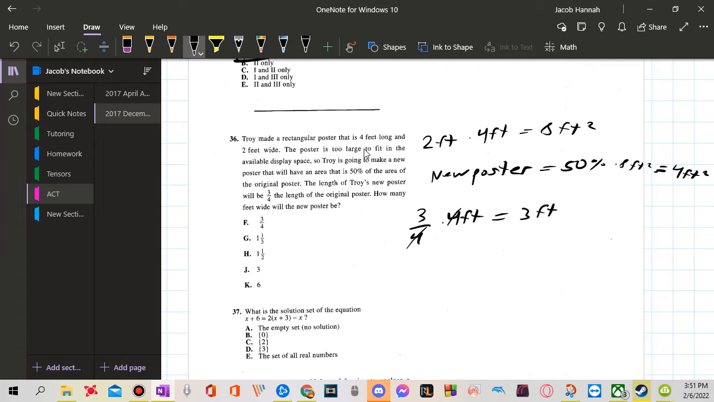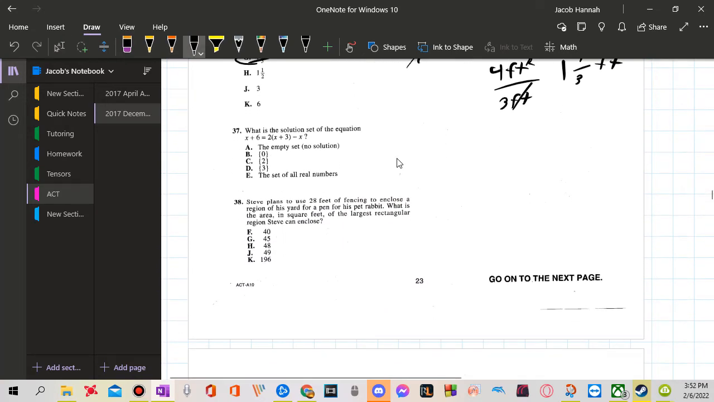How many feet wide will the new poster be? Well, let's do some math. So this is the area of the new poster. We have a length, so let's do 4 feet squared divided by 3 feet. Oh, no, that's not squared. So this is 4 feet squared divided by 3 feet. So this feet cancels out with the one on the top, so now you only have 1 feet. So you have 4/3 feet, and 4/3 feet is 1 1/3 feet. So it's 1 1/3. So 36 is G.